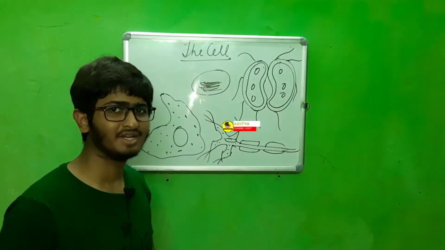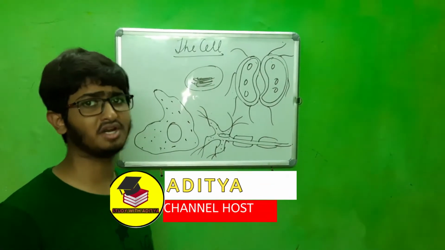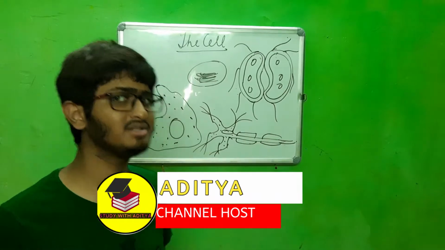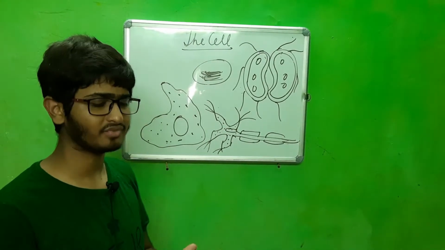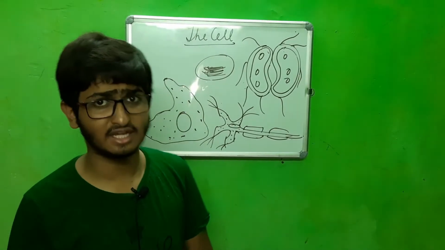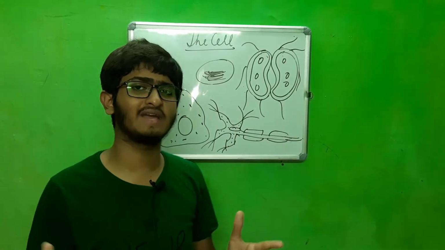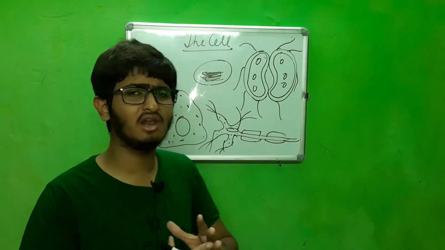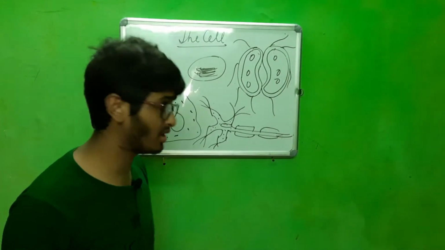Welcome back to my next video. Today we are going to study some of the organelles of the cell and some of the varieties of the cell. Cells come in a multitude of shapes and sizes. That means that cells are of different types and different shapes. Many varieties of cells are present in this world.